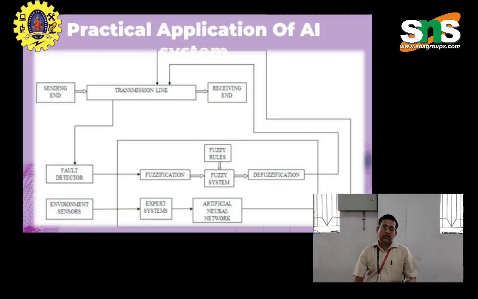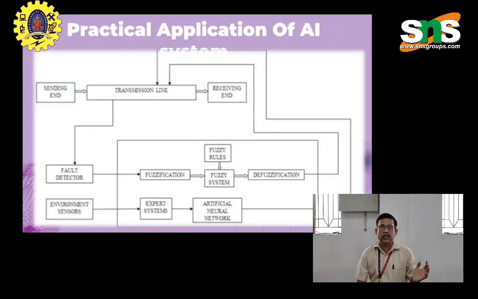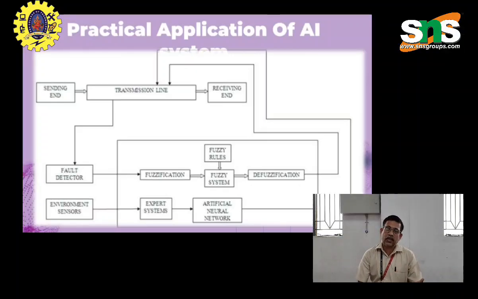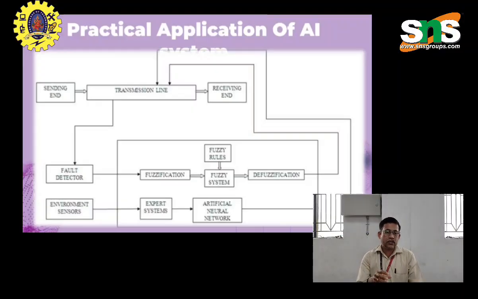The block diagram consists of an artificial neural network block and a fuzzy logic block as a control system, where the sending end voltage and the receiving end voltage are controlled with the help of this controller block. One is your fuzzy and another one is your neural network, where all of these are soft computing techniques which act as an expert system for this power system controller.